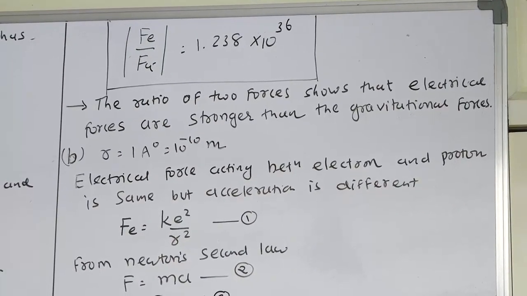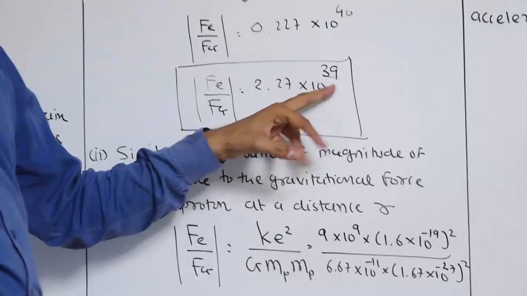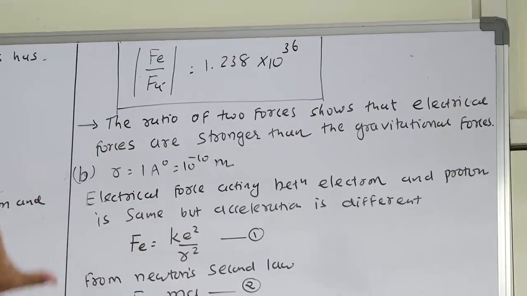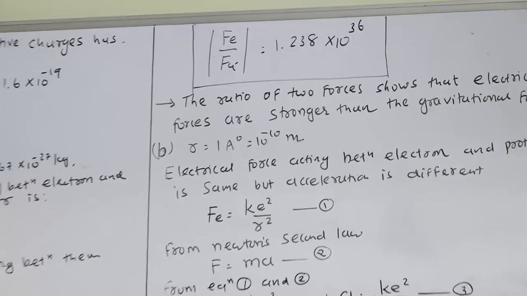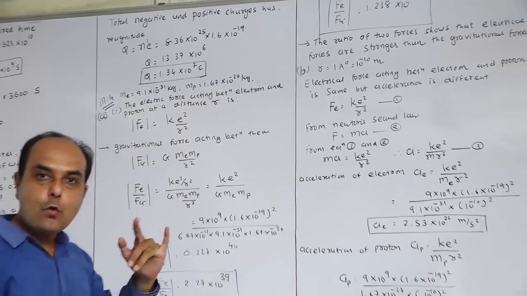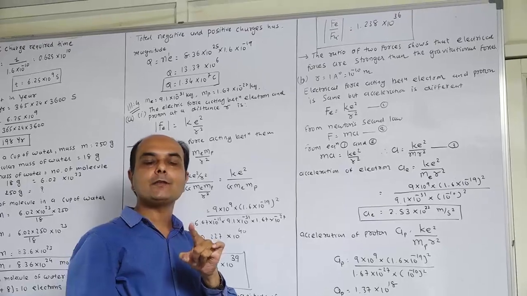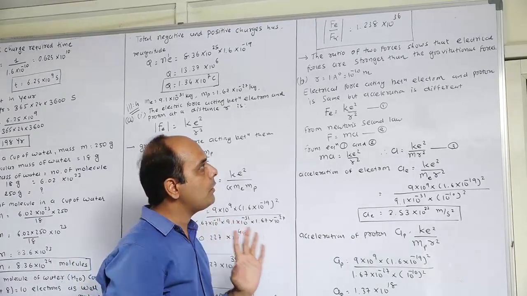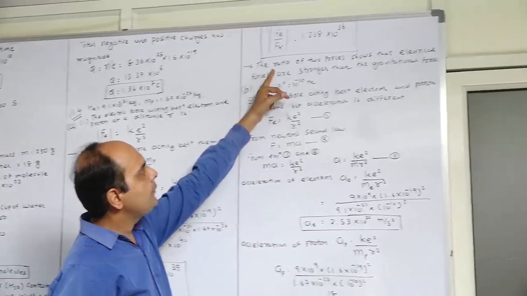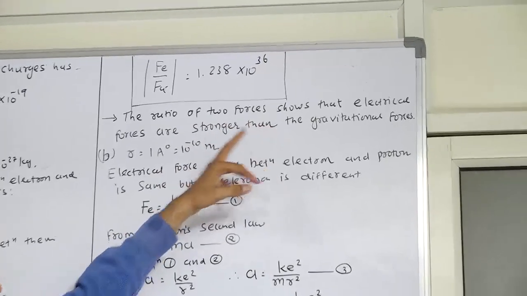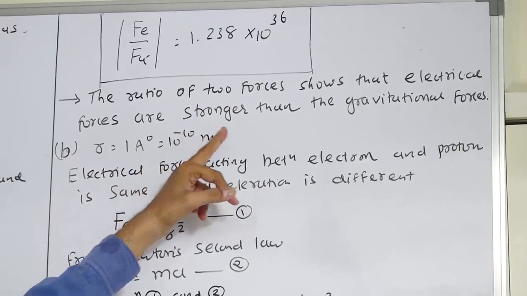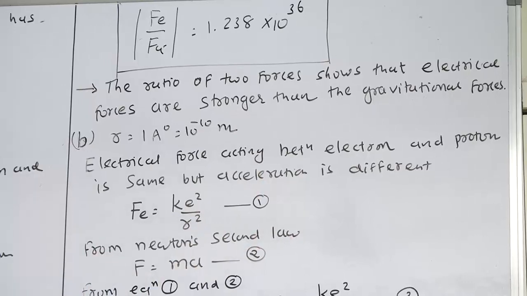Okay. Students, here the answer is coming 10 to the 39. Here the answer is coming in the order of 10 to the 36. So we can say that this electrical force is much stronger than the gravitational force. The ratio of the two forces shows that the electrical forces are much stronger than the gravitational force.